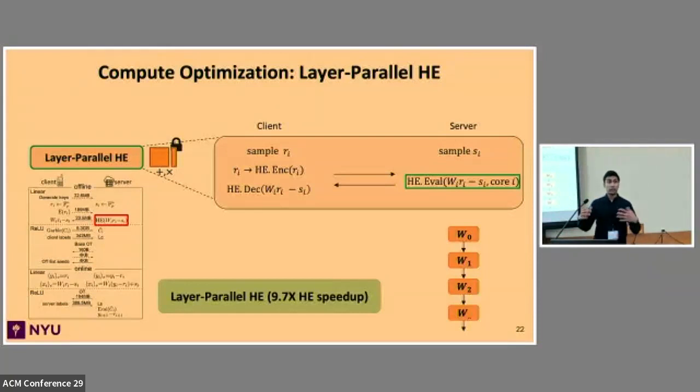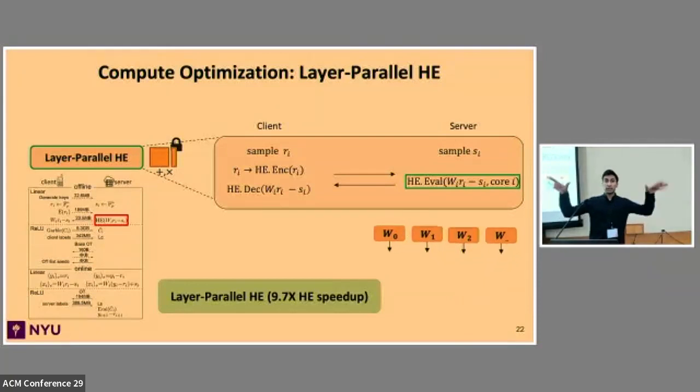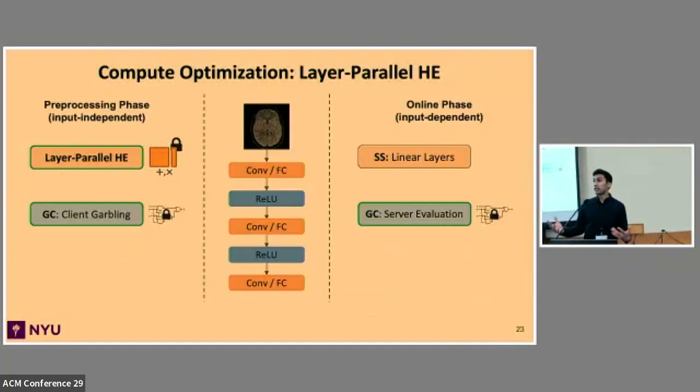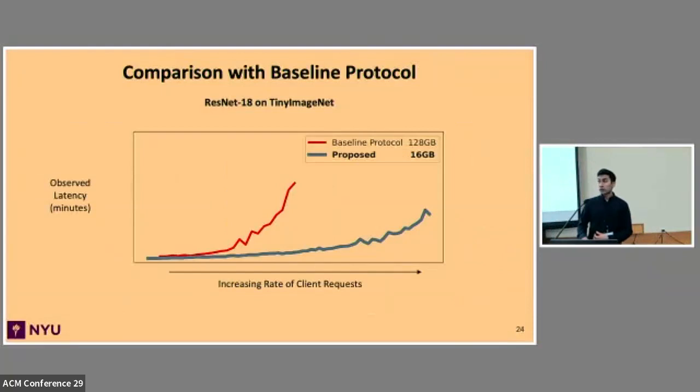So again, since we're using secret sharing in the online phase, we can parallelize the linear layer evaluation in the offline phase since it's input independent. And so let's see how these optimizations affect the overall protocol. So here's again ResNet 18 on Tiny ImageNet. This red curve was the previous graph I showed, where the client-side storage is set to 128 gigabytes, and our proposed protocol in blue is set to 16 gigabytes for the client device.